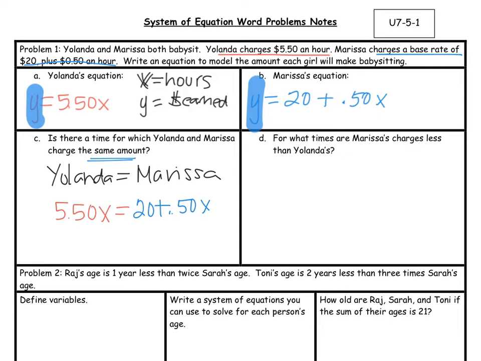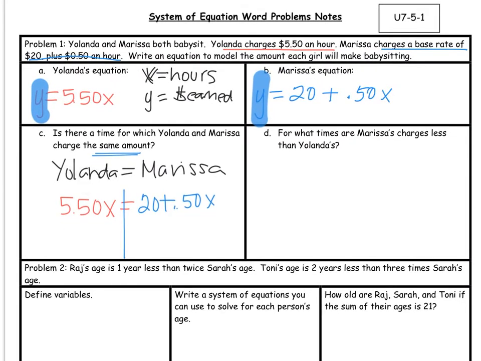So we're just going to combine like terms and solve. Subtract 50 cents x from each side, and we end up with 5x equals 20. Divide each side by 5, and we get x equals 4, and that's 4 hours. So at 4 hours, the cost to hire Yolanda and the cost to hire Marissa is the same rate.